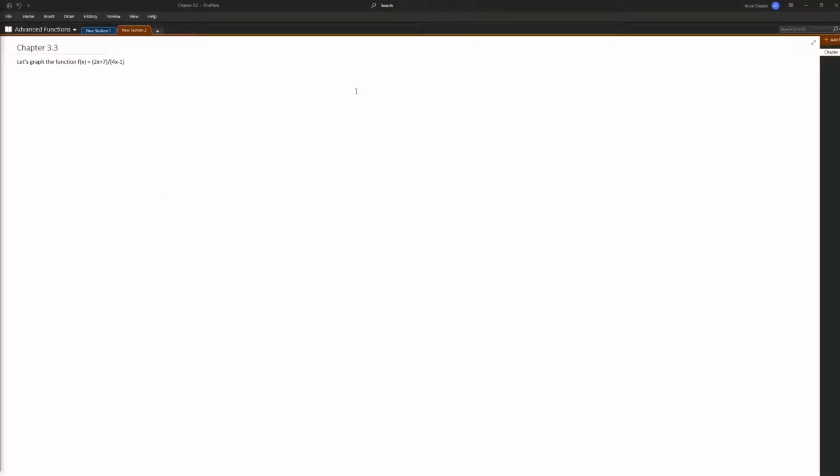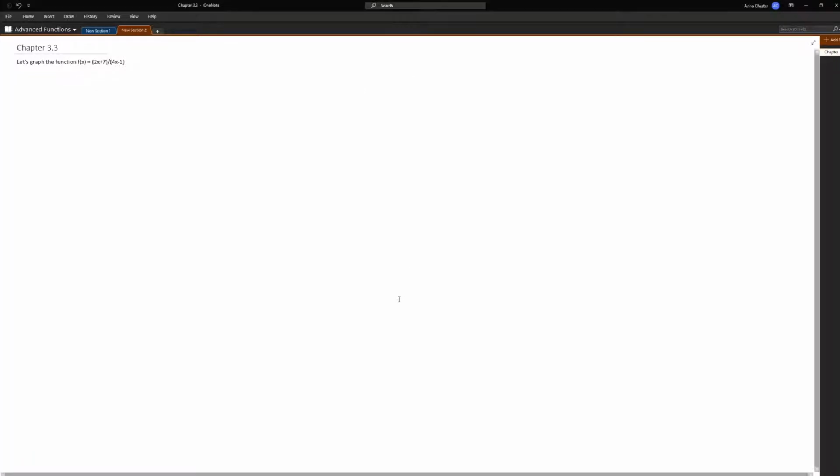Okay, so I wrote the question down and now let's actually try and solve it. So at first what we should do is figure out the a, b, c, and d values for this particular equation.